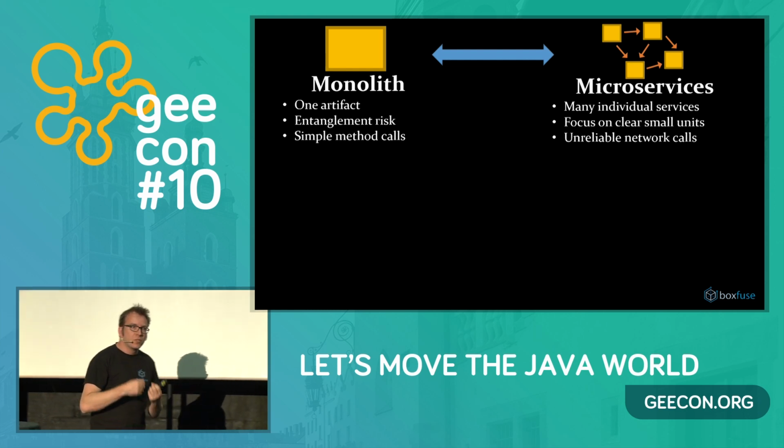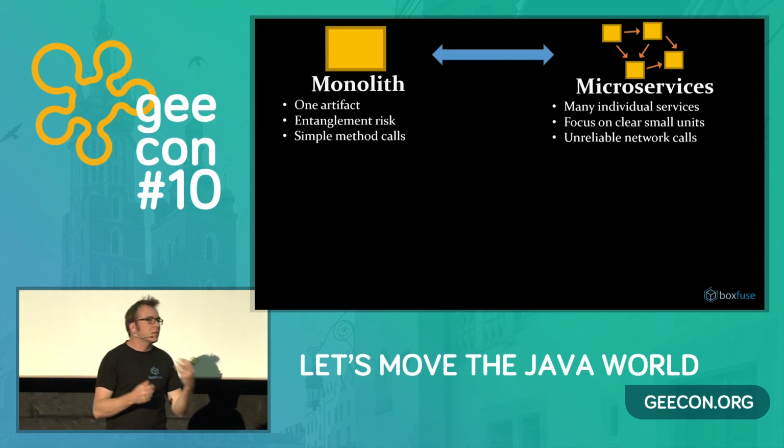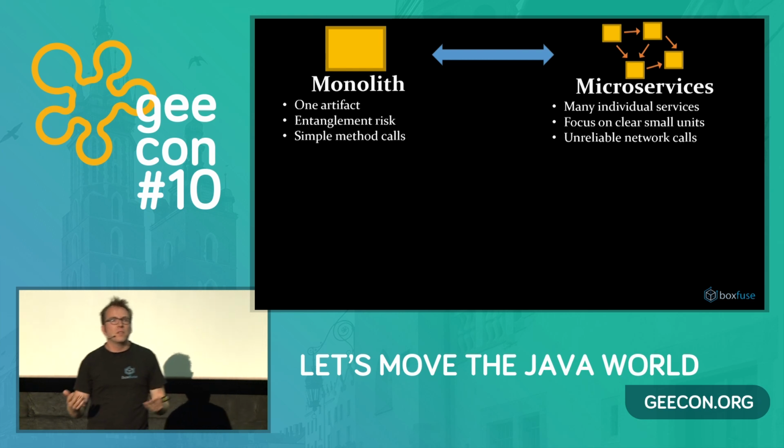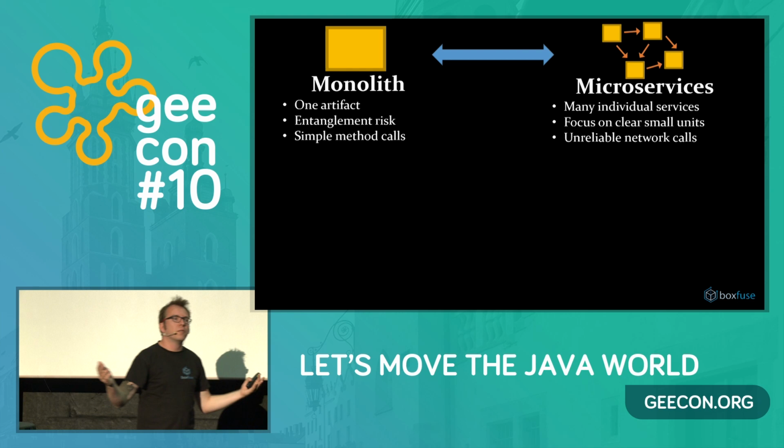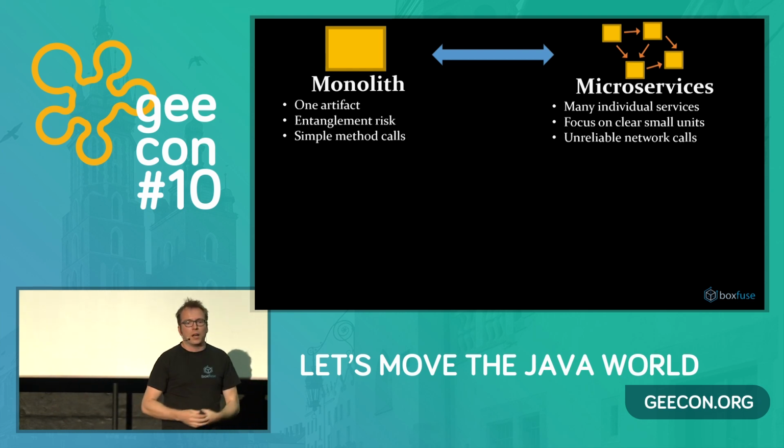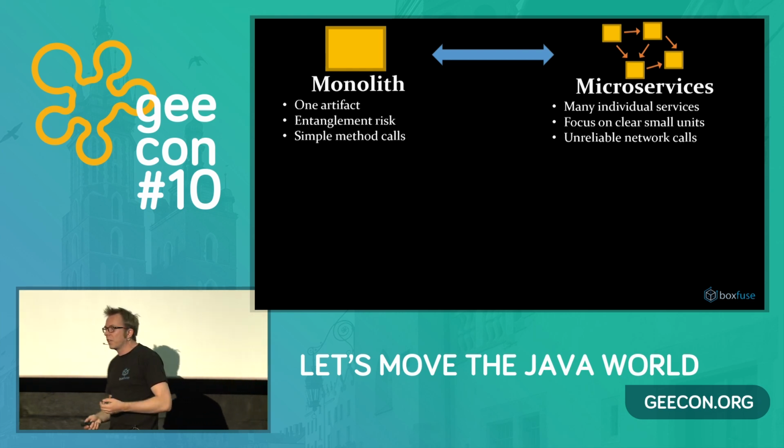On the other hand, when it comes to actually communicating between different parts of these two, then the monolith is actually quite fantastic. We just do a simple method call. It's very, very fast, very reliable, directly in memory. There's not much that can go wrong.